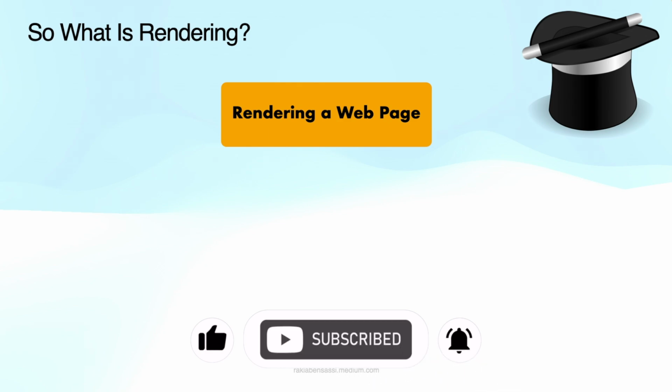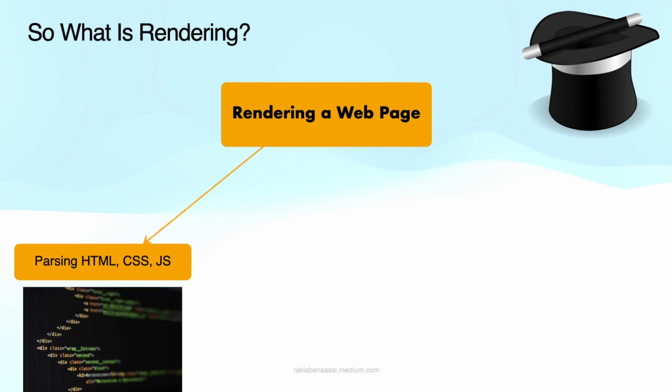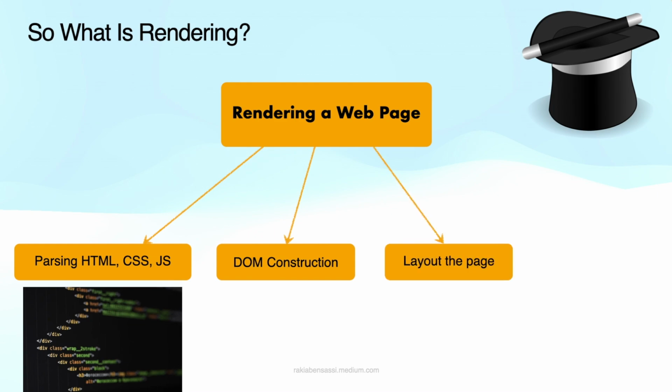This journey begins with parsing your HTML and CSS code in order to understand the structure and styling instructions, and also the behavior defined by JavaScript. Then the browser will construct the document object model, or DOM, which is a tree-like structure of your HTML. Then comes layout, where the browser calculates where each element should be positioned and how much space it should occupy. And finally, the browser paints. It fills in pixels according to the layout it computed, bringing your page to life.